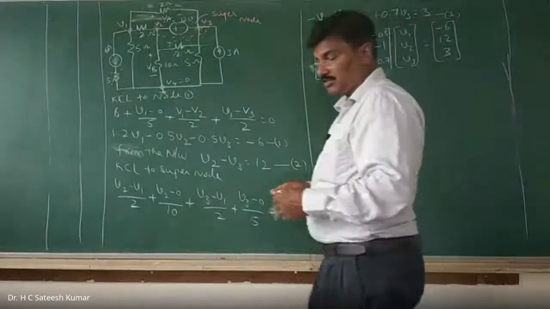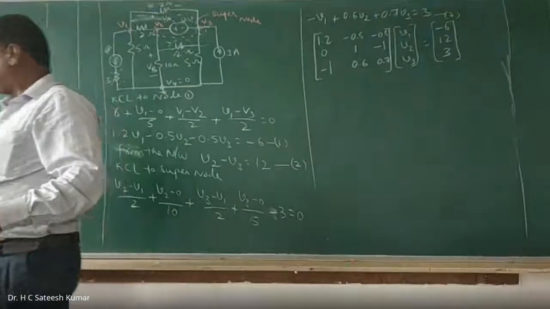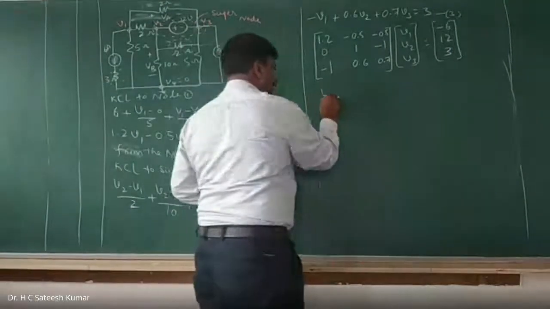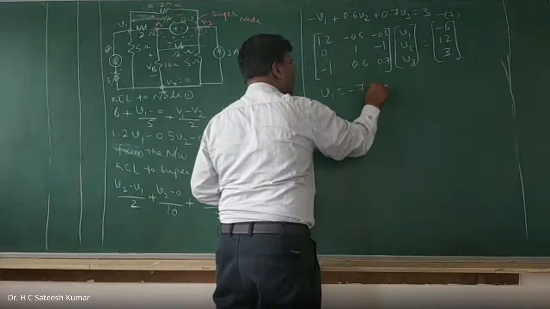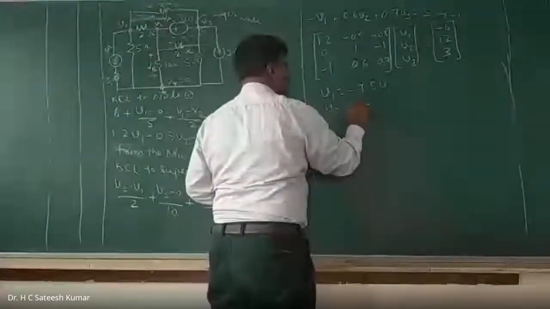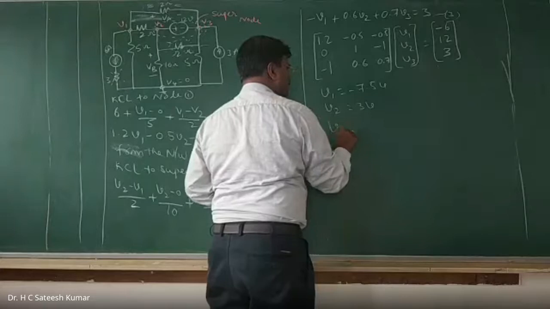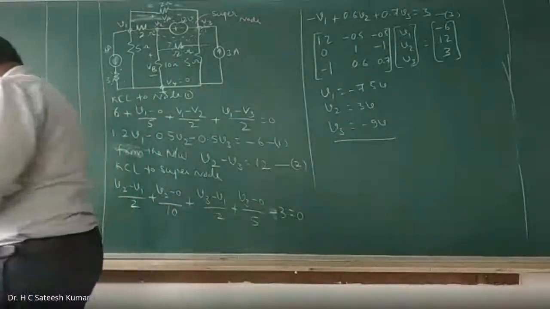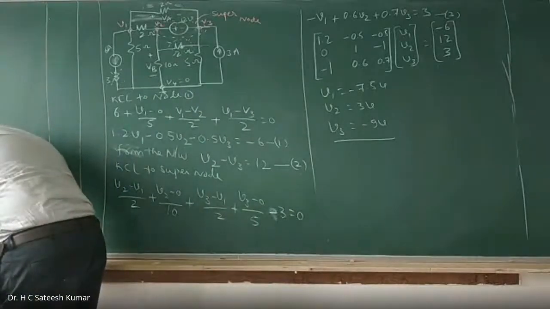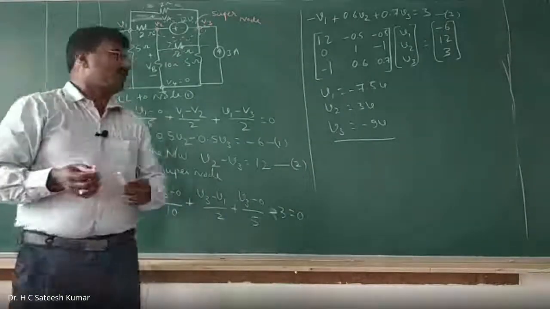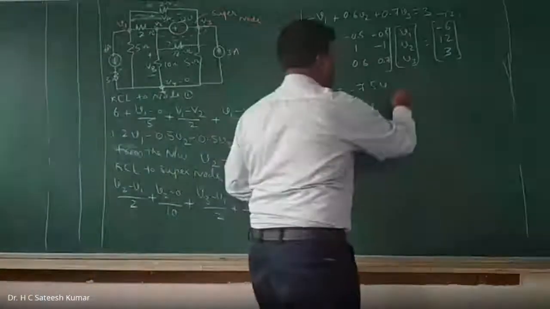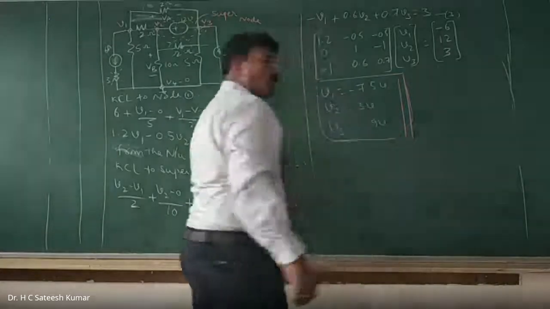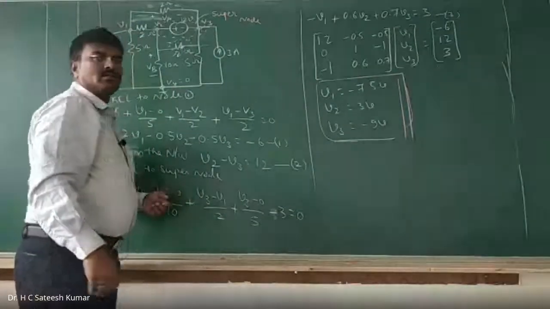So solve the simultaneous equations. V1 is minus 7.5, V2 is 3 volts, V3 is minus 9 volts. Check it, you should get that. So that is the correct answer. Now you go for VA and VB. This is the answer we got, the node voltages. Now the question is to find VA and VB using nodal analysis.